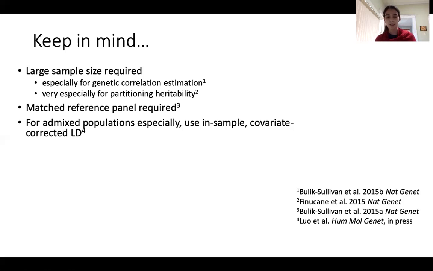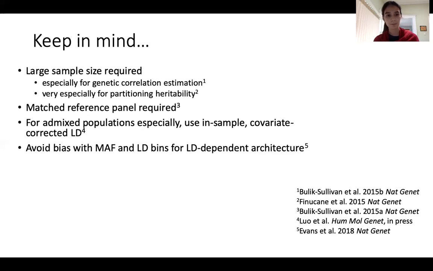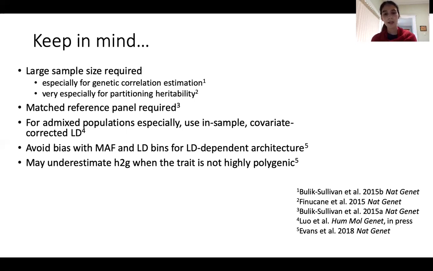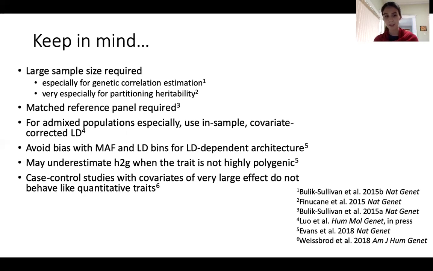And we've looked recently into applying this in admixed populations, where what we recommend is to use in-sample covariate-adjusted LD instead of using a reference panel, which in the studies that we've done doesn't provide a good enough match. There's also been some work on LD-dependent architecture showing that including MAF and LD bins leads to lower bias in heritability estimates. And also that you can get underestimated heritability if the trait is not very polygenic. Some work on case-control traits for covariates of very large effect.